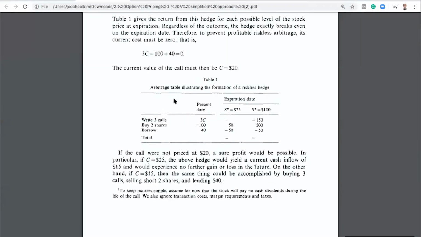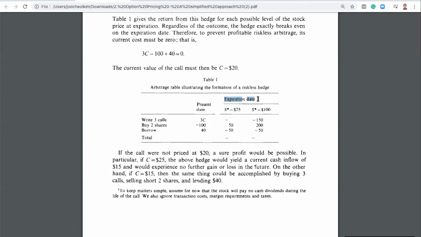So let's take a look at table one, and we are going to interpret each number one by one. On the leftmost column, the first one is write 3 calls, buy 2 shares, and borrow. These are the three positions we are going to make. And on the right-hand side, this column is the present date. This is the cash flow at the present day, and the expiration date means it's one period later.